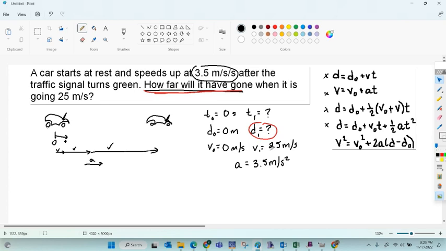This V is our later V, so we have that number. I have 25 meters per second squared. The starting velocity is 0. The acceleration is 3.5.